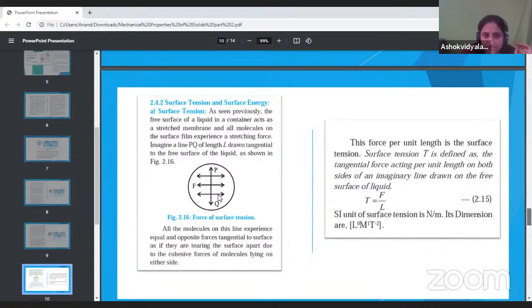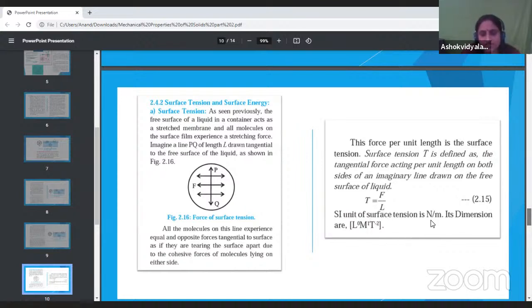आता सपोज ही एक सरफेस फिल्म आहे, त्यामध्ये इमॅजिनरी लाईन PQ आपण ड्रॉन केलेली आहे ॲज अ लेंथ L ड्रॉन टू द सरफेस, free surface of the liquid as shown in this figure. Now see, PQ is the imaginary line drawn in this surface film. All the molecules on this line experience equal and opposite tangential force to the surface, as if they are tearing the surface apart due to the cohesive force of the molecules lying on either side. See, this force per unit length is the surface tension, which is F upon L.